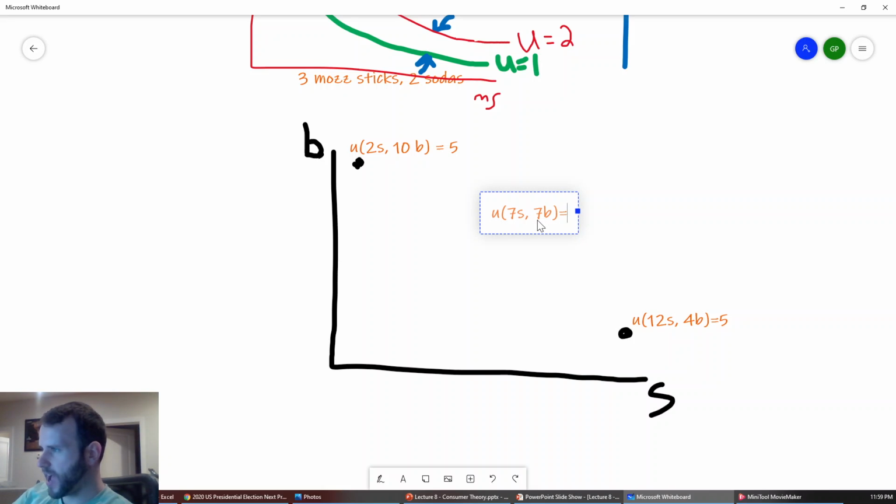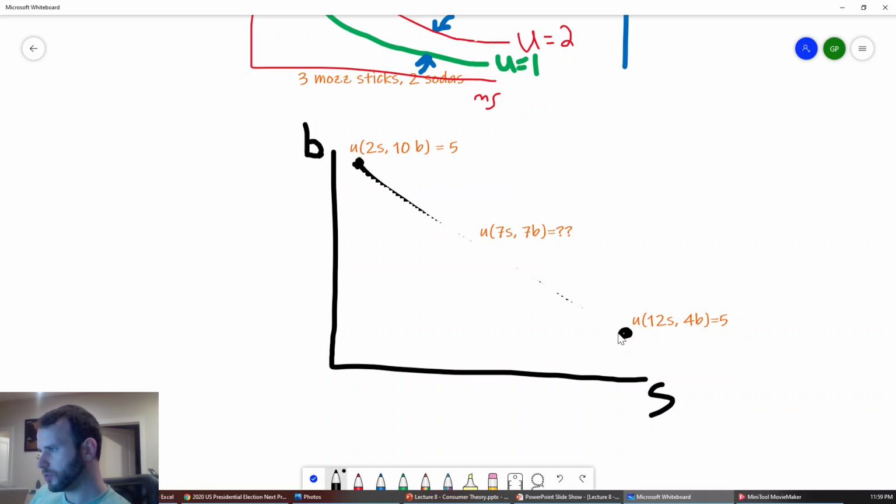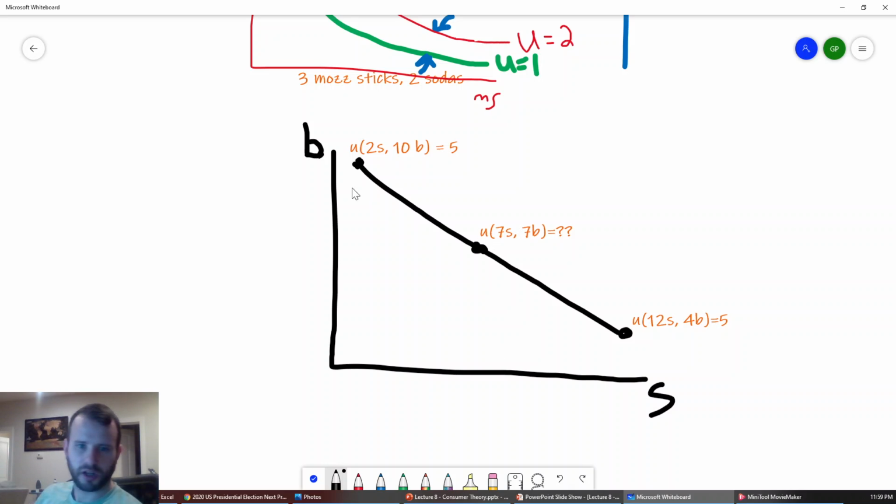What's the utility for that? Well, we don't know. But if we were to draw a line, well, I don't know why it's doing that. But 7 samosas, 7 beers should be somewhere directly in between on this line. And this line is just going to be a line of mixtures between beers and samosas.